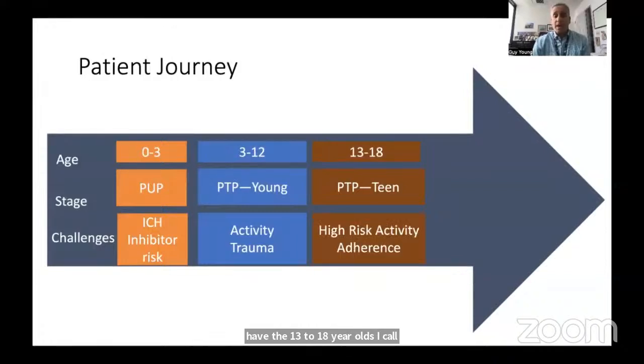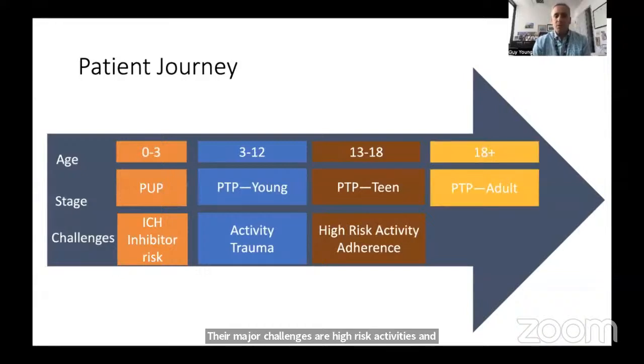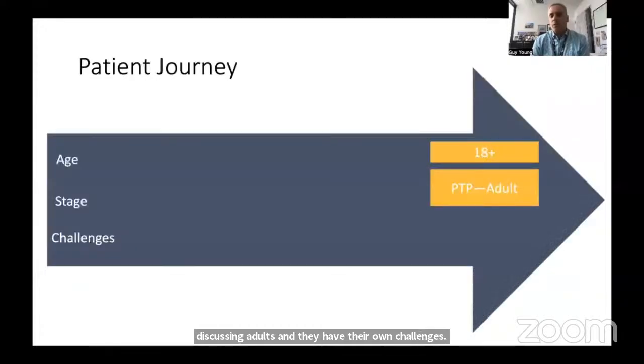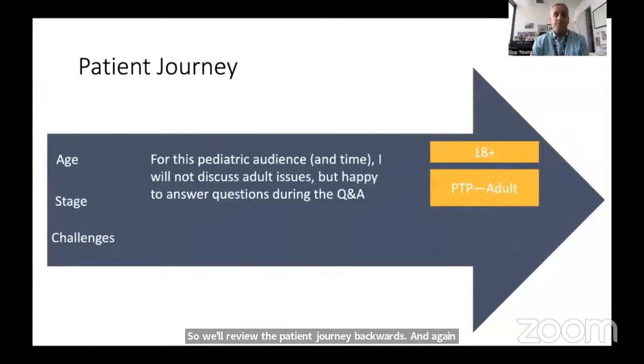Their major challenges are high-risk activities and adherence. And then there are adults, and of course this is a pediatric conference, so we won't be really discussing adults, and they have their own challenges as well. So we'll review the patient journey backwards. And again, I won't discuss adults for this particular talk. Again, you're a pediatric audience.